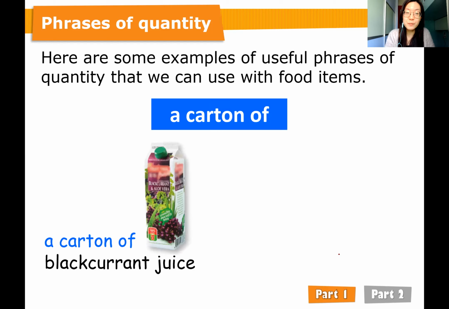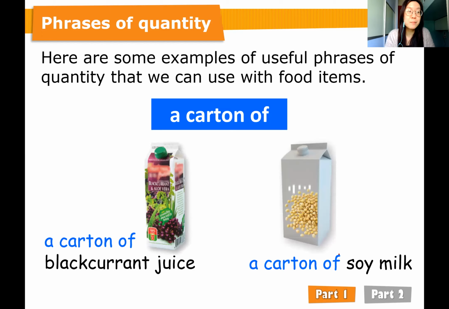OK, next, a carton of black currant juice, a carton of soy milk. Oh, Miss Wong does not have black currant juice or soy milk, but I got this.